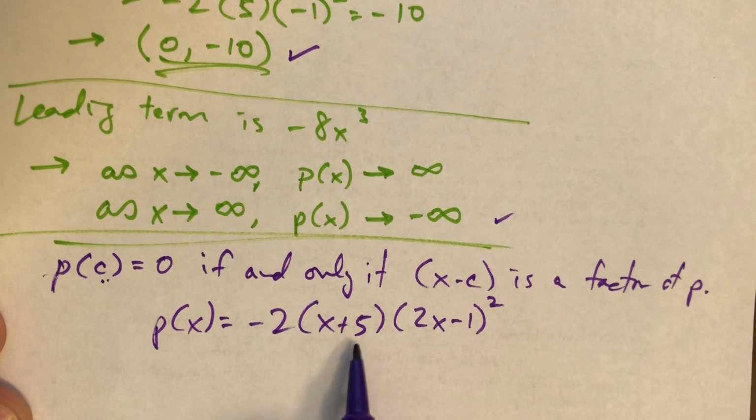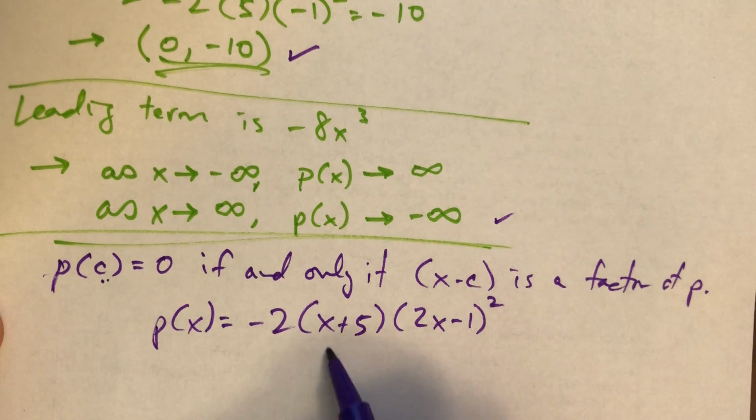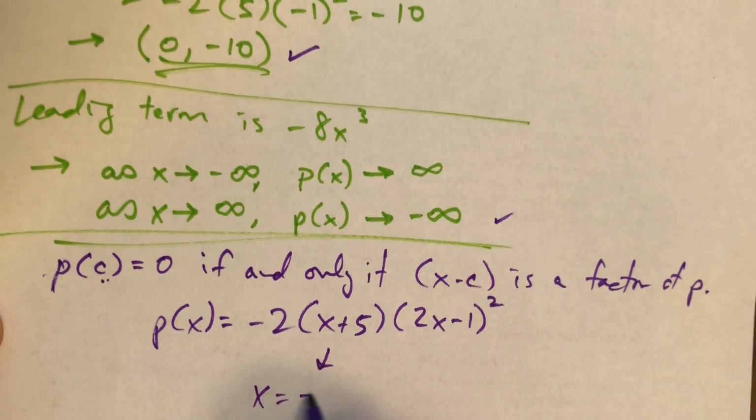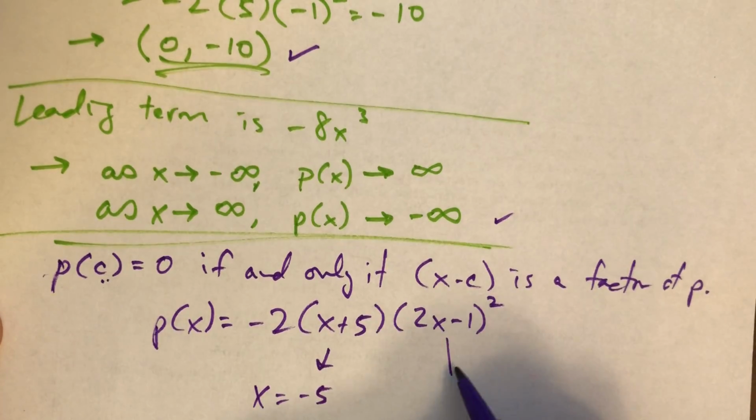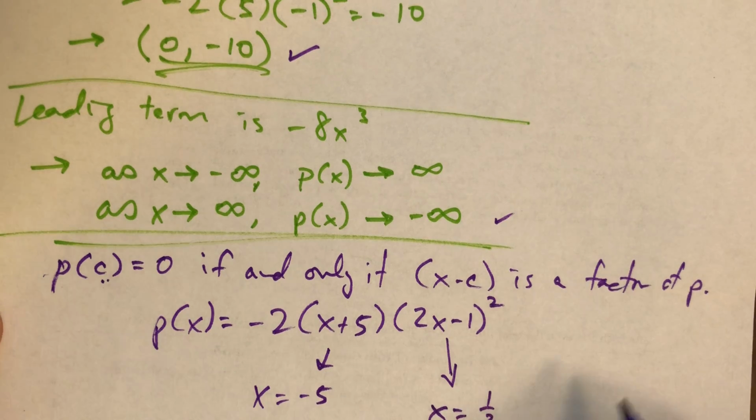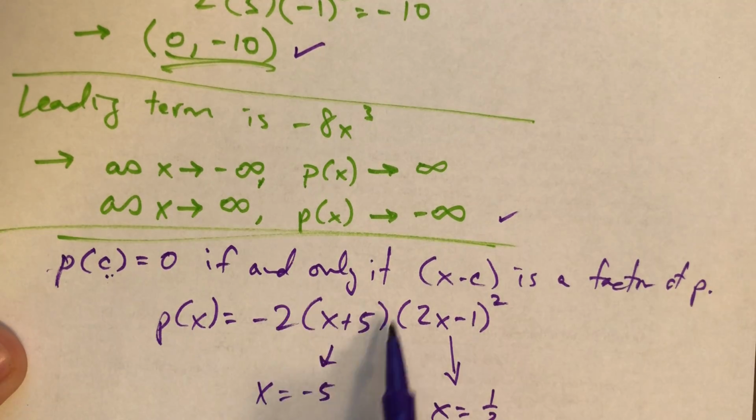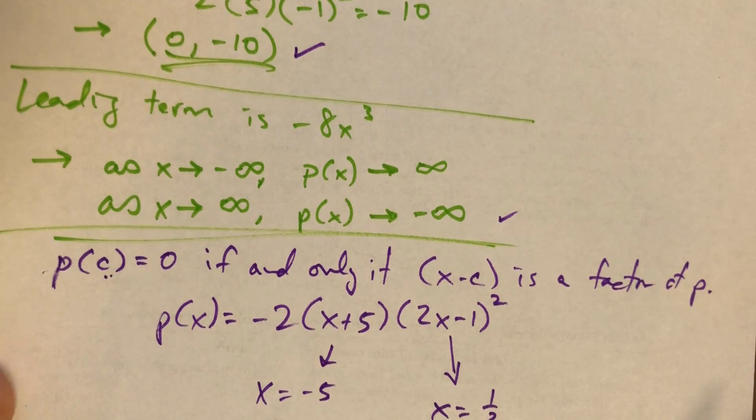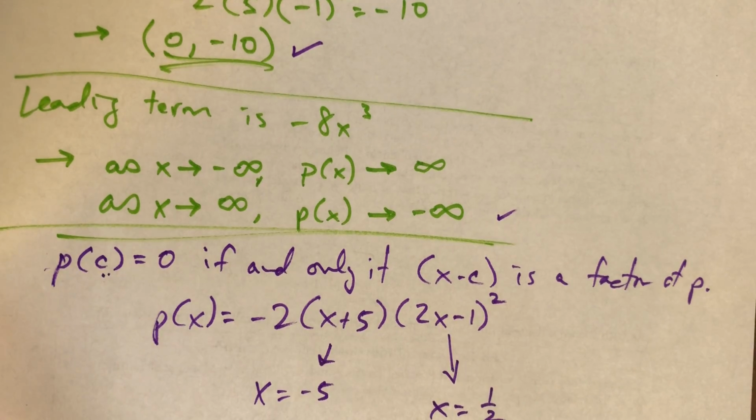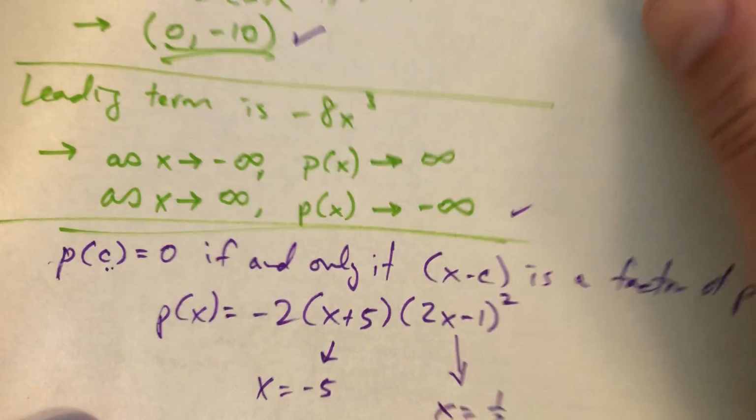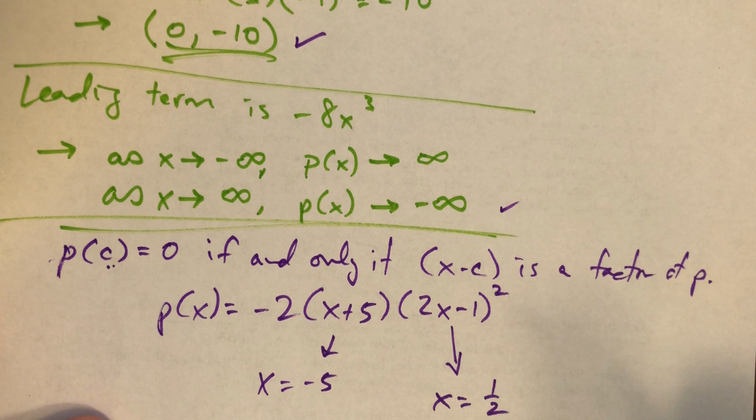Okay, so we can see this, right? The number that we're going to get here is going to be -5. And the number here is going to be whatever makes this 0, so this is going to be x equals 1/2. If we want to, we could just set each of these factors equal to 0, because that's what we've done in the past, right? And we could just use that zero factor property. I don't recall what this textbook calls it.